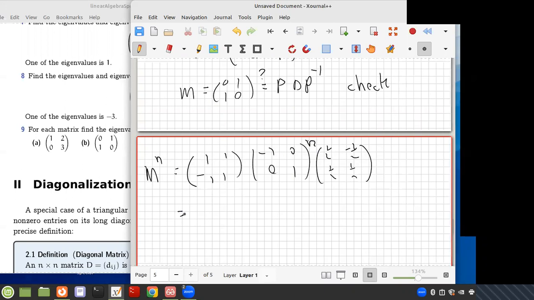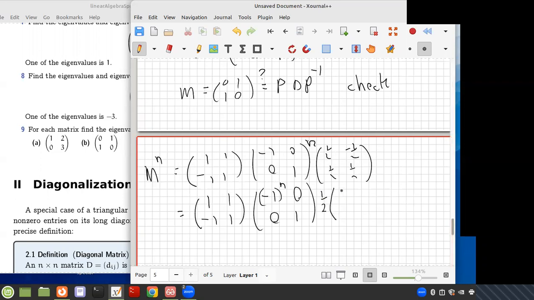Okay, well, let's see what that is. Well, this is going to be 1, 1, -1, 1. Now this will be -1 to the nth power, 0, 0, 1. And 1 to the nth power is just 1 rather. And to do this, again, to make it simple, we can pull out the 1/2.